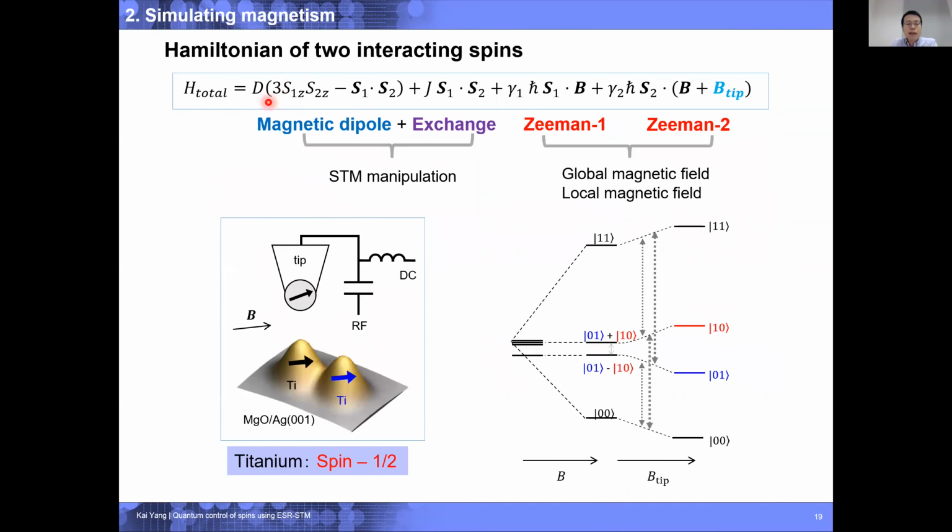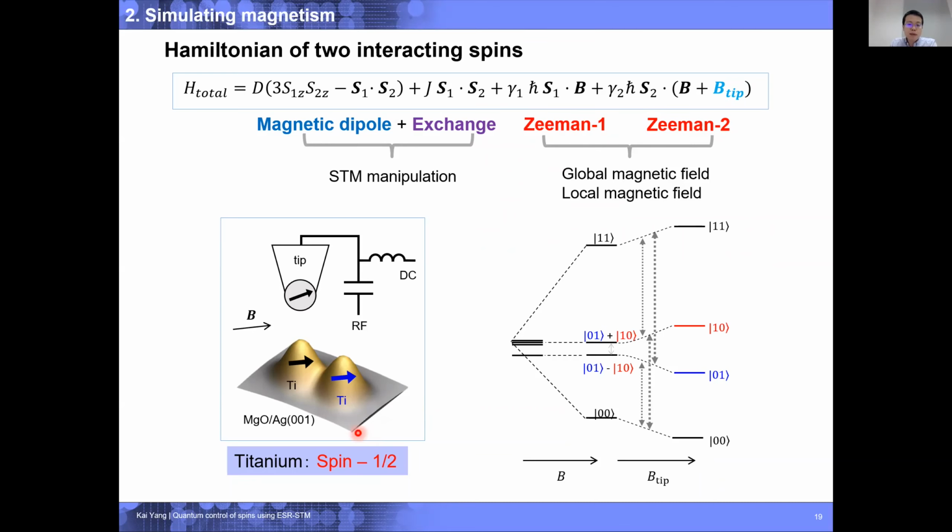So the simplest system is, of course, the 2 interacting spins. So here is the corresponding spin Hamiltonian. The first 2 terms are the magnetic interaction, and the second 2 terms are about the Zeeman energy. And we can use the STM manipulation to control the properties of the magnetic interaction. And we can also use the external field as well as the tip magnetic field to control the different Zeeman energies of the different spins.